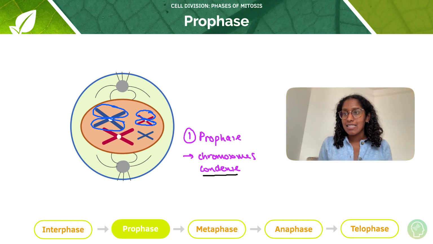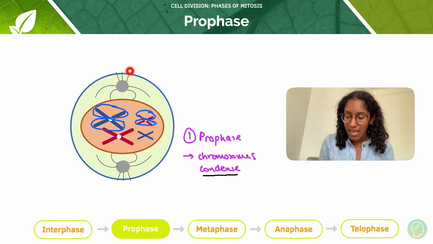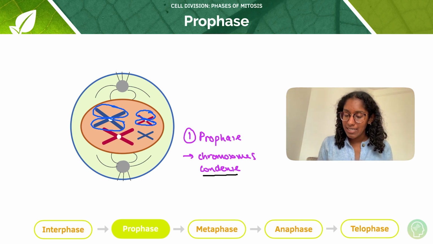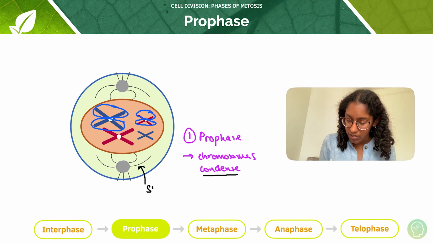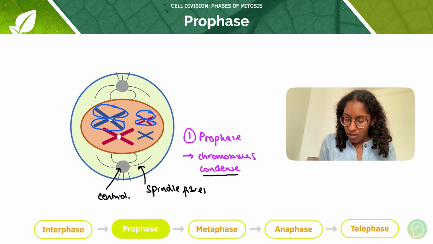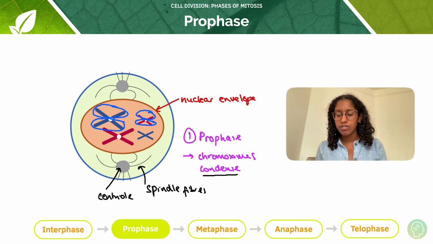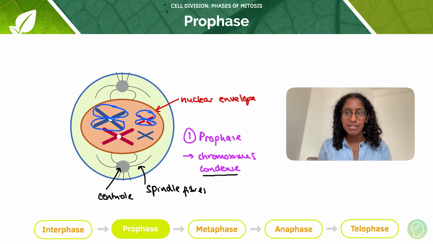Then what happens is centrioles, which are these things, split and move to opposite ends of the cell, and they produce a mitotic spindle, or spindle fibres, which are these things branching out from the centrioles. So these are our spindle fibres, and this is our centriole. Meanwhile, the nuclear envelope disintegrates and the chromosomes are freed into the cytoplasm.